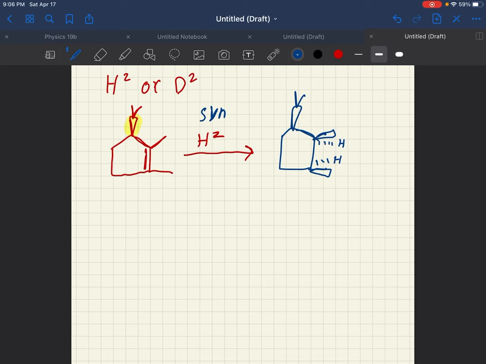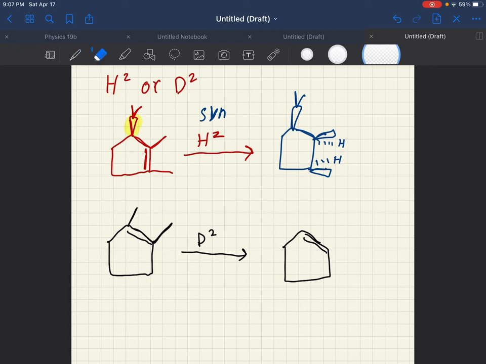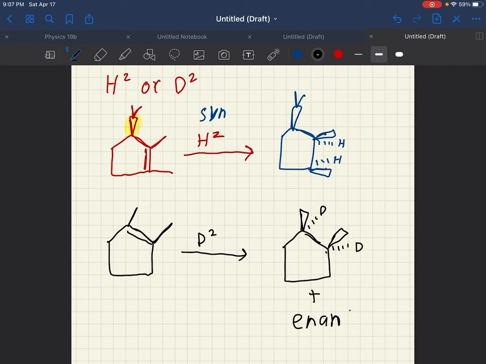So the next one let's take a look at is D2. This is the same mechanism as H2. However, here, since there is no stereochemistry, I did not mean to draw the double bond in right there. Since there is no stereochemistry, we can disregard that, and we can know that it has an enantiomer. So let's look at something else.